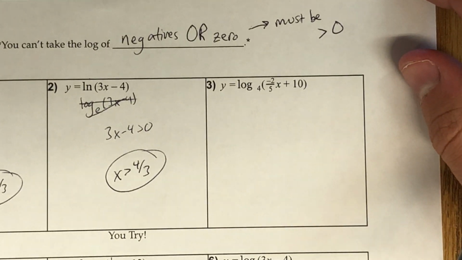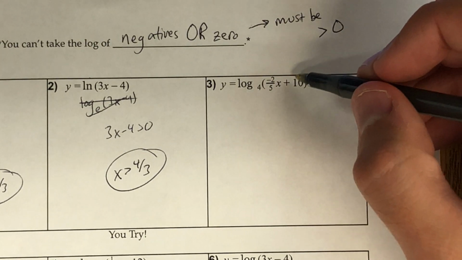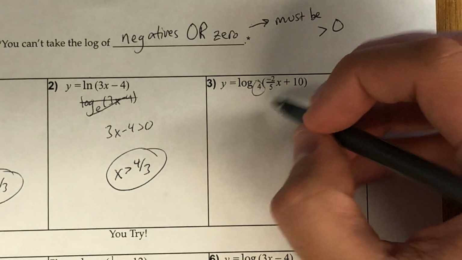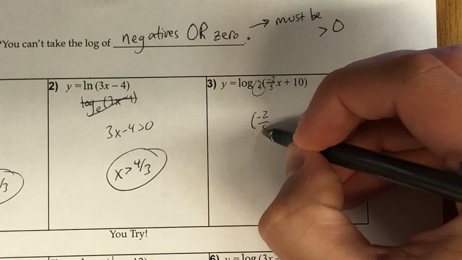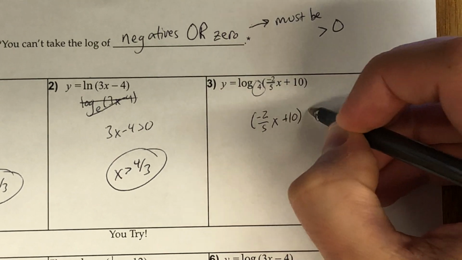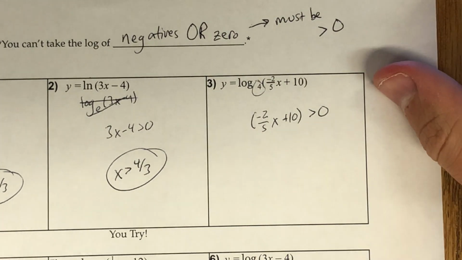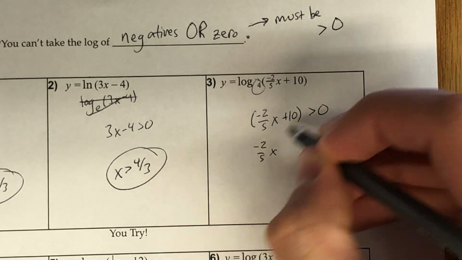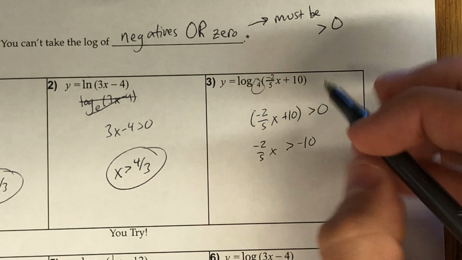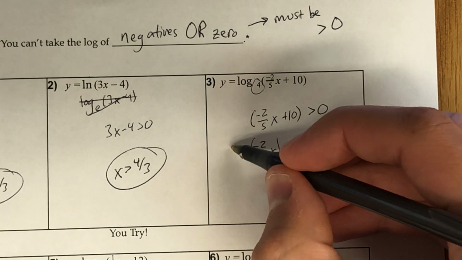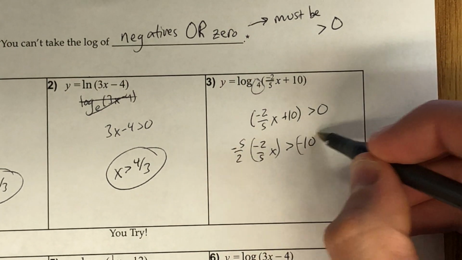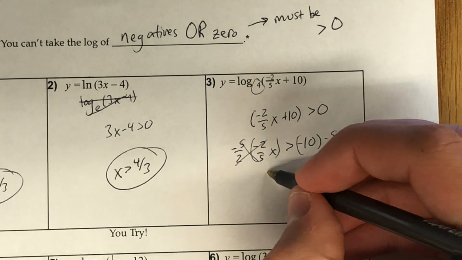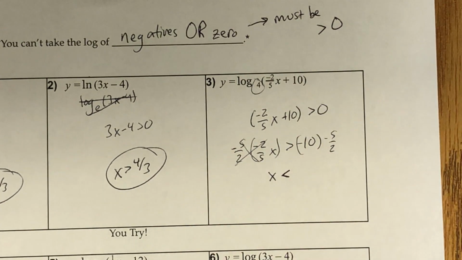Okay, number 3, we have log base 4. So now again, different base, that's okay. It doesn't matter. The base doesn't matter when you're thinking domain. It will change the way your function looks, but you still just set the inside greater than 0 and solve for x. So in this case, we'll subtract 10 from both sides. Now we multiply both sides by -5/2. And in this case, we're multiplying by a negative, so that sign flips.